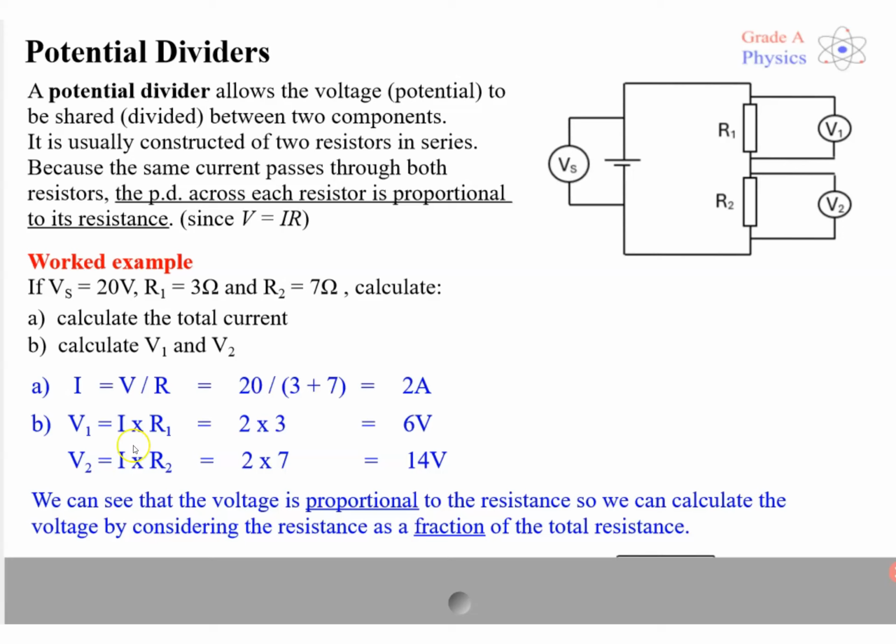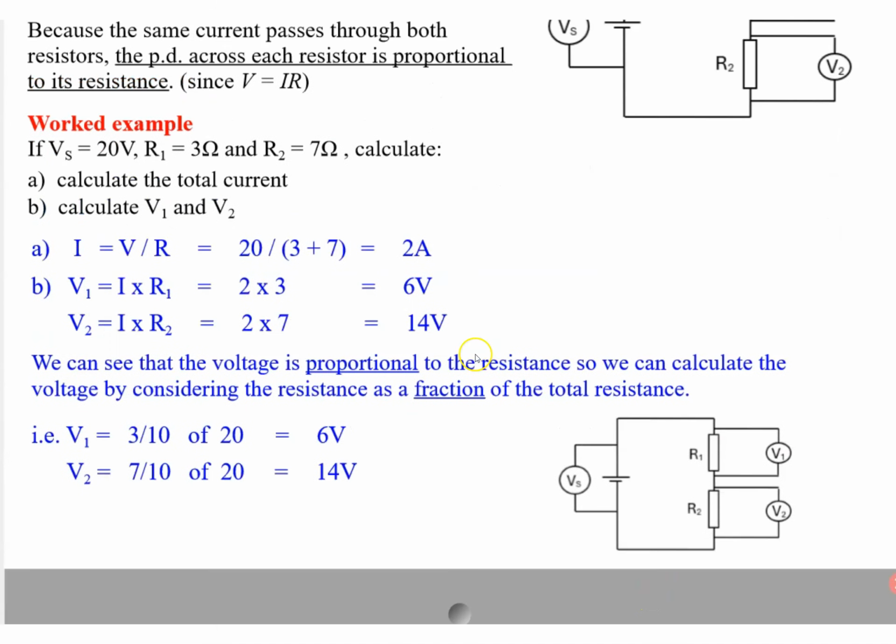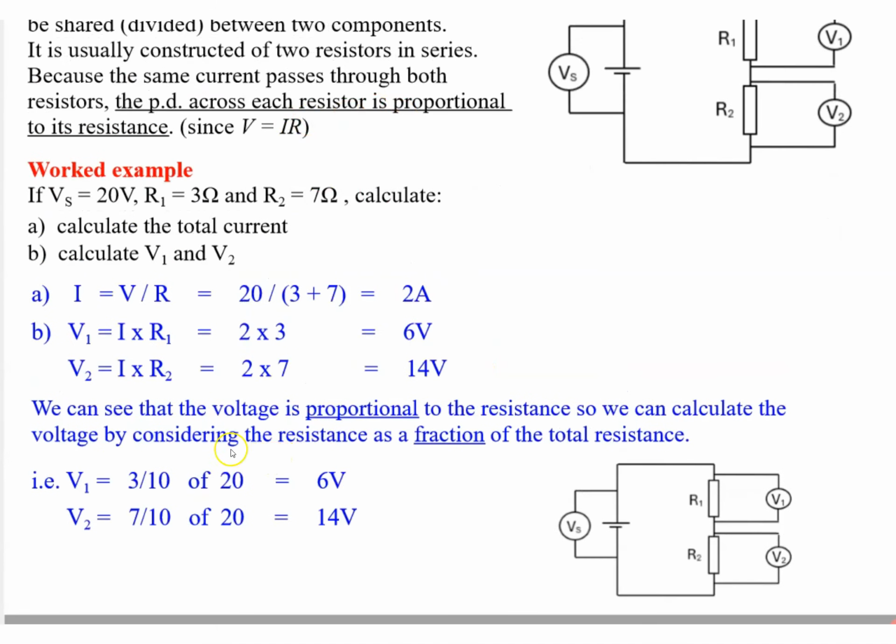And then we know that V is equal to I times R, so I can calculate the voltage across R1, which is going to be 2 times 3, which is 6, and the voltage across R2, which is 2 times 7, that's going to be 14 volts. As we've mentioned, this key idea: the voltage across each resistor is proportional to the value of resistance. So here we have 3 ohms and 7 ohms, so 6 volts and 14 volts, in the same ratio, 3 to 7.